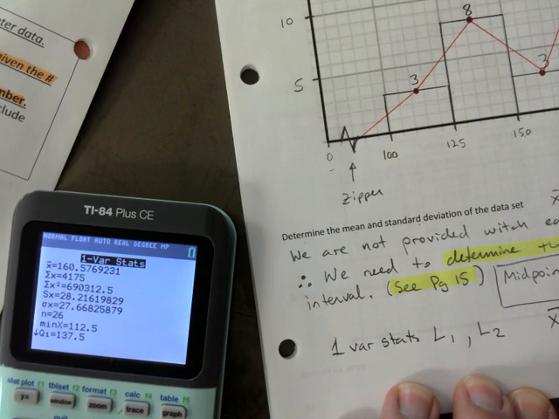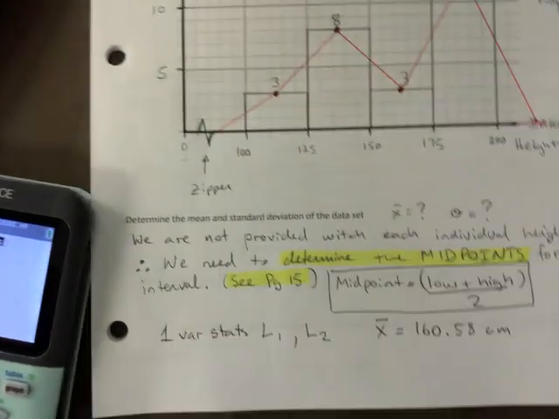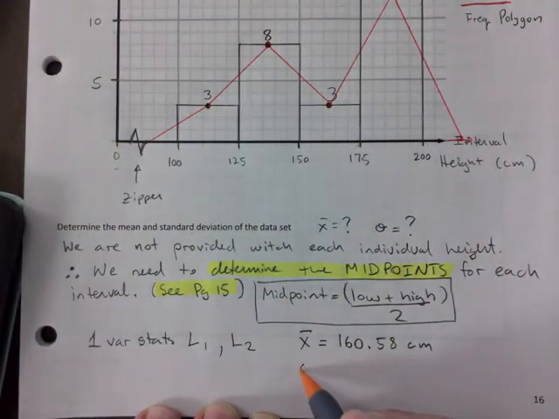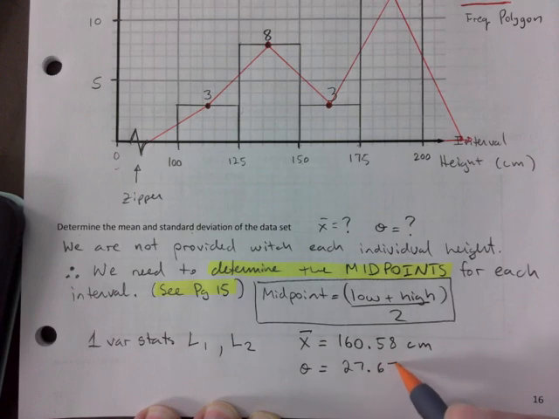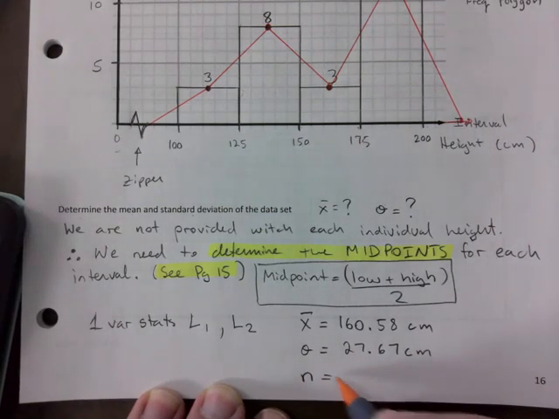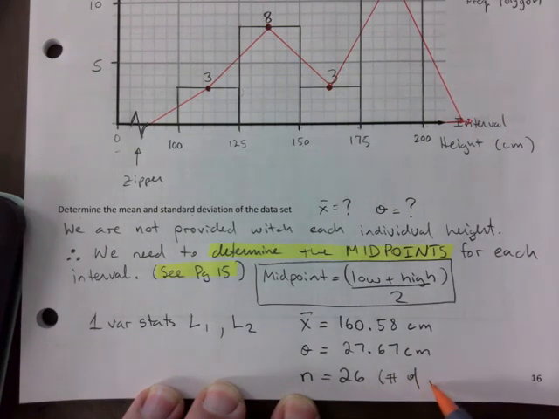The mean height of our plants is 160.58 centimeters. We are dealing with centimeters here. Oops. Sorry, you can't see that, can you? There we go. My standard deviation, according to my calculator here, is 27.67. We are still in centimeters. N is equal to 26, right? Number of plants.